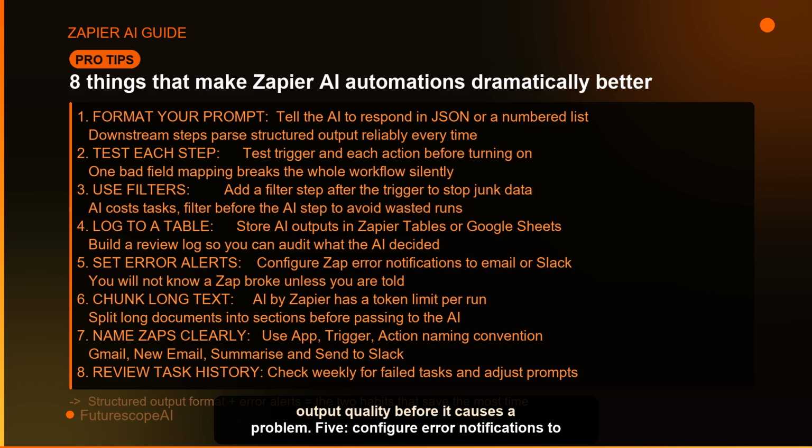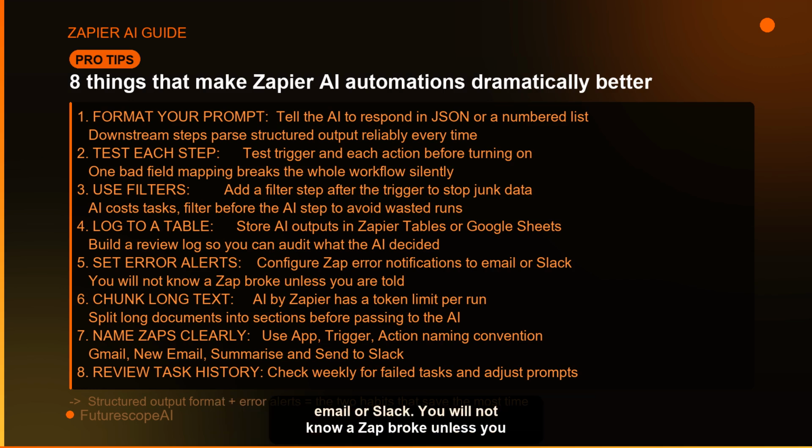5. Configure error notifications to email or Slack. You will not know a Zap broke unless you are notified. 6. Chunk long text before passing it to the AI. AI by Zapier has a token limit per run. Split long documents or email threads into smaller sections. 7. Name your Zaps using the app, trigger, action convention so you can find and debug them quickly as your Zap library grows. 8. Review task history weekly for failed runs and refine prompts accordingly.